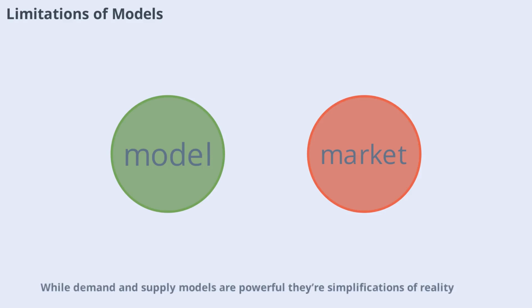While demand and supply models are powerful, they're simplifications of reality. Real markets can be affected by many unpredictable factors. Still, these models provide a useful framework for understanding basic market mechanisms.